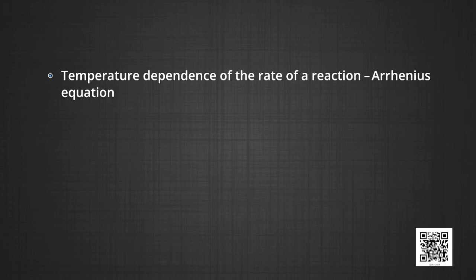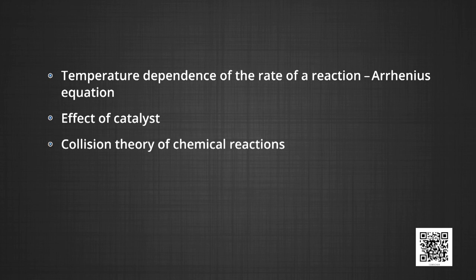Dear students, in the previous module, you have studied how to derive the integrated rate equation for the zero and first order reactions. We also studied how to determine the rate constant for zero and first order reactions, and we also determined the half-life of a reaction. Today, we will study the temperature dependence of the rate of a reaction, that is the Arrhenius equation. And we will study the effect of catalyst and the collision theory of chemical reactions.